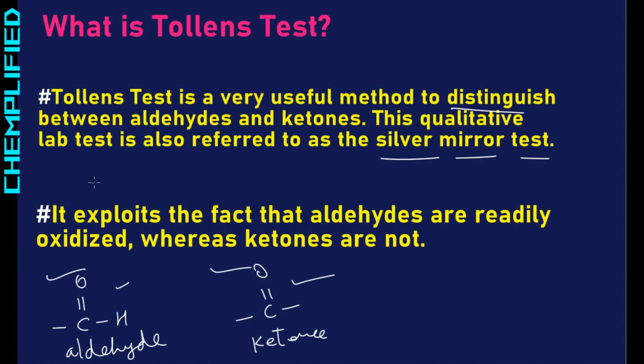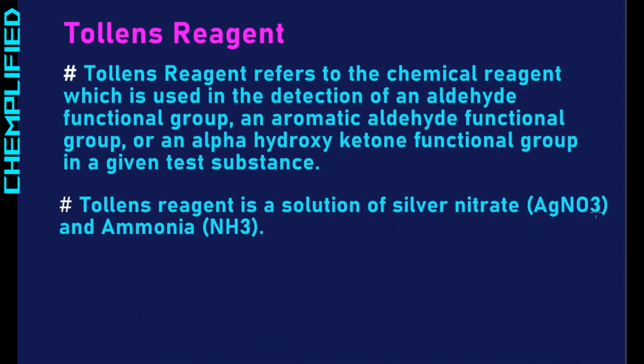Alright, it uses the fact that aldehydes are more readily oxidized, whereas ketones are not. Aldehydes are easily oxidized to carboxylic acid, but ketones are not that easily oxidized. So it uses this fact or this experiment to distinguish between aldehyde and ketone. So let's start. What is Tollen's reagent?